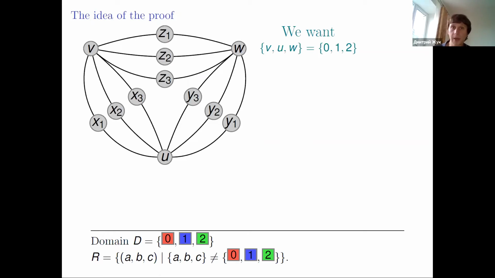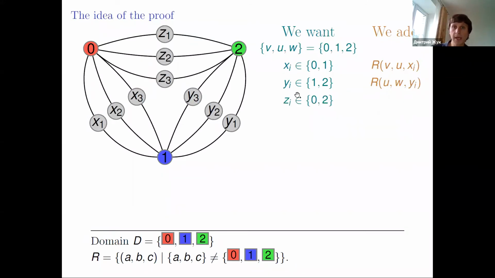We want to prove that if we have a surjective solution, so we used all colors, then V, U, and W should be of different colors. That's our dream. And I don't know how to achieve this, but assume that we managed to do this. So assume that it's 0, 1, and 2 actually. Then I want all x's to be from 0, 1. And now I know how to achieve this. I just add these constraints. Then I want all y's to be from 1, 2. Then I add this constraint. And I want the z's to be from 0, 2. And I add these constraints.